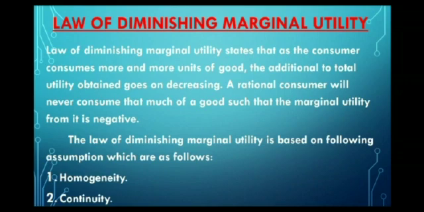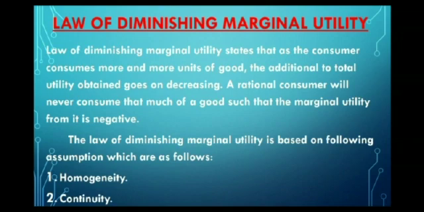Assumptions of the law. The law of diminishing marginal utility is based on the following assumptions and they are as follows. Point number 1 is homogeneity. For example, if the quantity or quality of the second roti is superior to the first, the consumer may obtain more utility from the second roti. Point number 2 is continuity. For example, if a person consumes the first roti in the morning and the second one in the evening, it will not result in diminishing of marginal utility. It is because his hunger may have increased meanwhile.